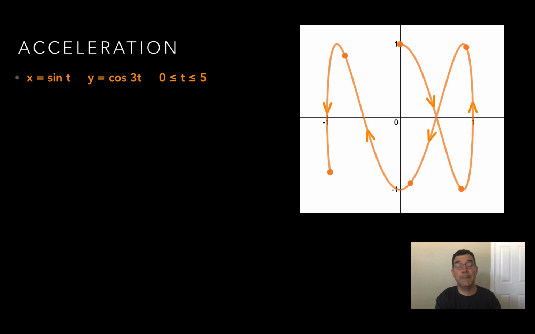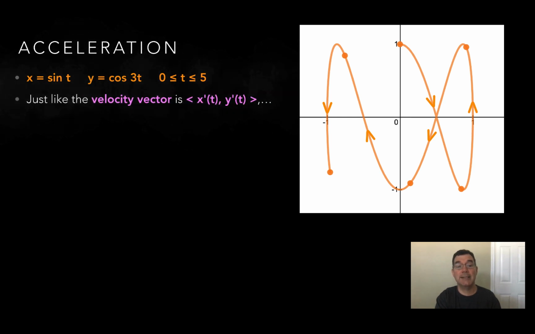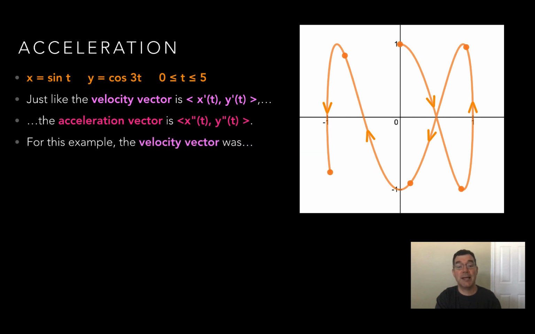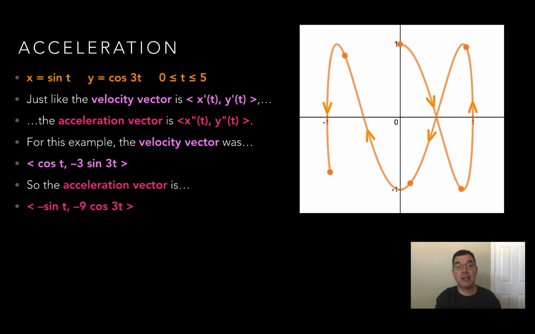Now for acceleration, it's probably going to make sense if I still have these x's and y's. Just like the velocity vector is the first derivative, the acceleration vector is going to be the second derivative of each of those, and I will keep them separate. So for this example, the velocity vector was the cosine of t and -3 times the sine of 3t. We figured that out before, and so now the acceleration vector is going to be the derivatives of those. So the second derivative of x is going to be negative sine t, and the second derivative of y is going to be -9 times the cosine of 3t.